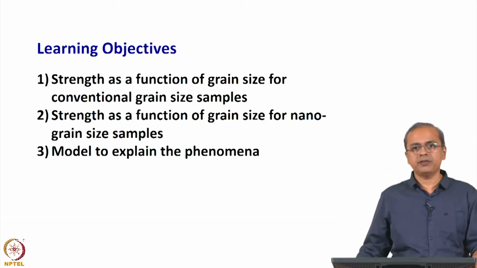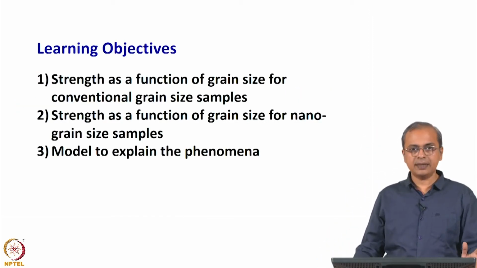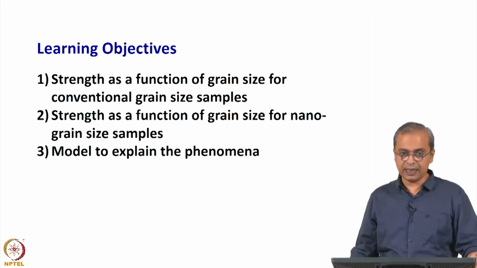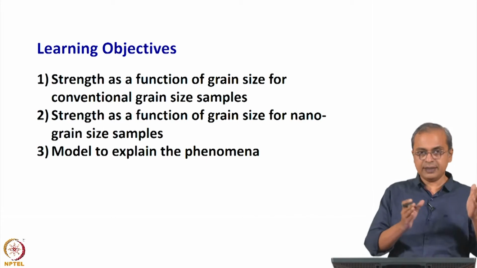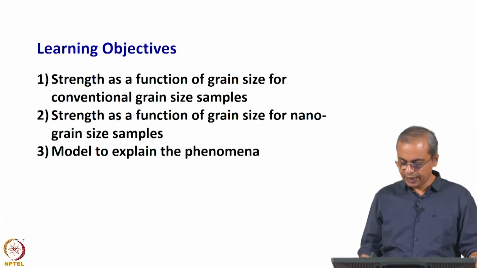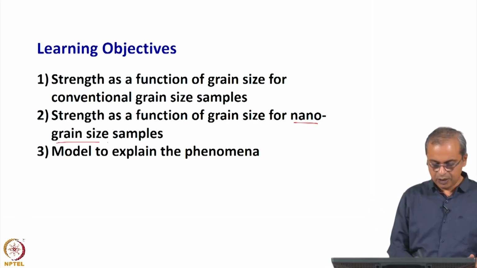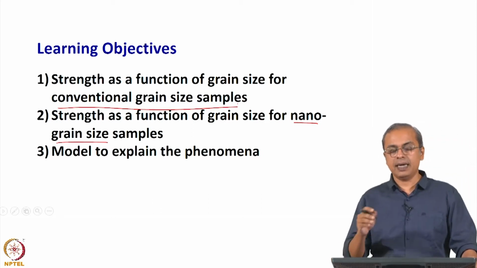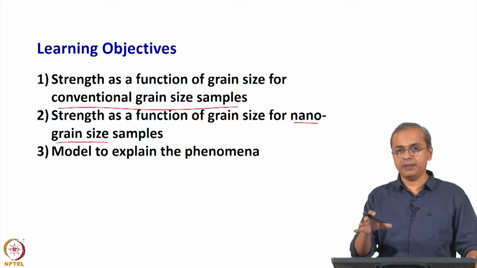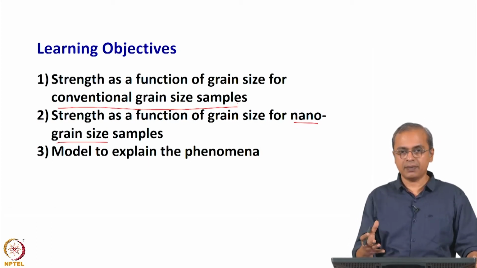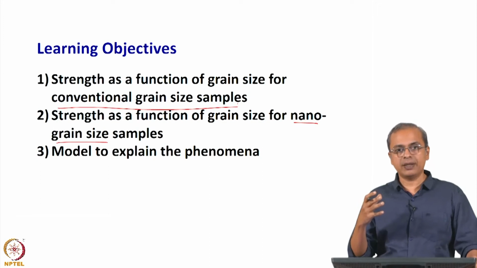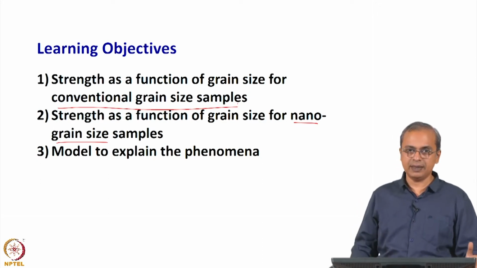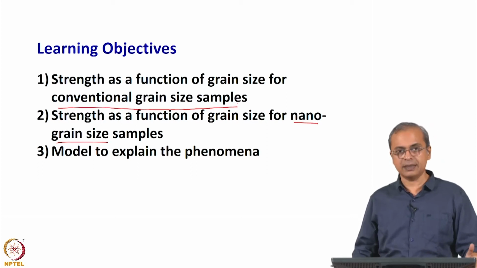So, our learning objectives for this class are to look at the strength as a function of grain size for conventional grain sized samples, and also to look at the strength as a function of grain size for nano grain sized samples. We already saw some of the experimental processes that you can utilize to create these conventional grain size samples as well as these nano grain sized samples.